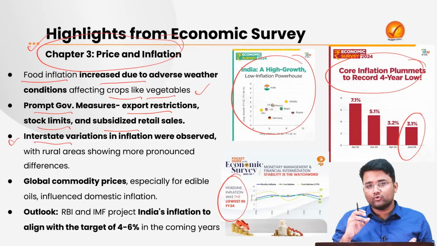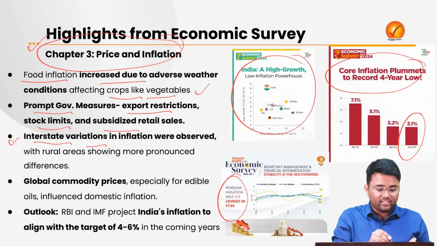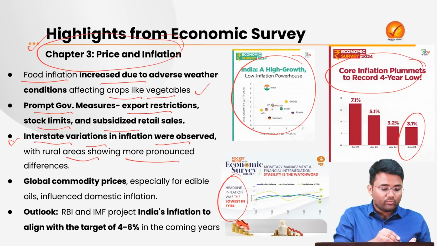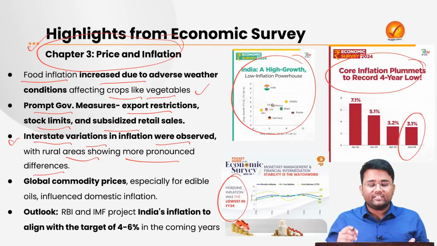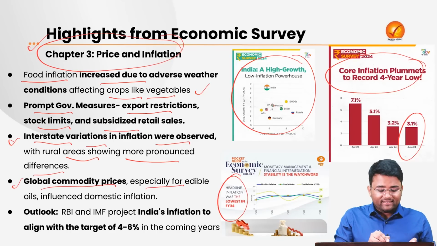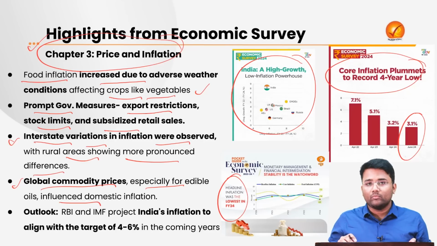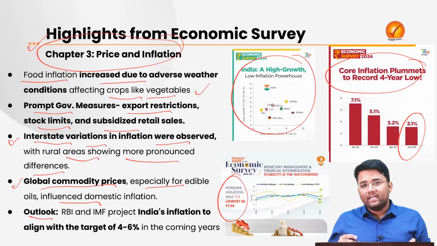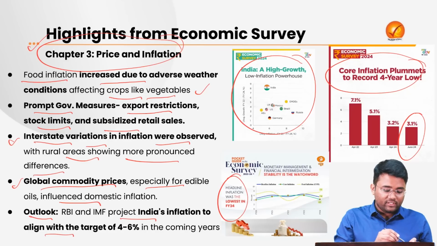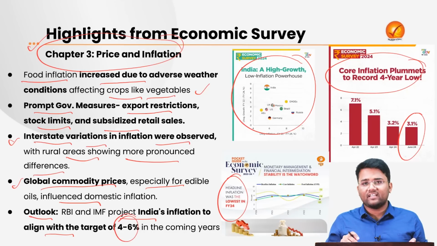Then the survey also observes that there has been interstate variation in inflation, with the rural areas showing more pronounced differences because of the lack of proper, robust supply chains and the perishable nature of the products. Rural areas have seen increased differences in the inflation level. Then the global commodity prices, especially for edible oils, influence domestic inflation to a high degree. And the outlook that RBI and IMF give projects India's inflation to align with the target of 4 to 6% in the coming years, which is the target of the Monetary Policy Committee.